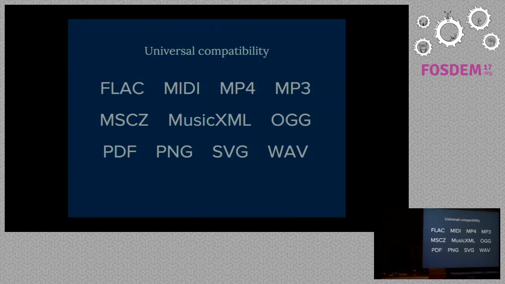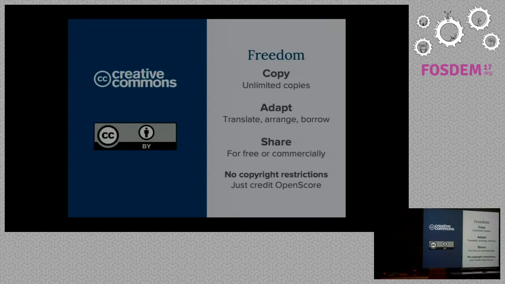And once you've got it into MuseScore and you have this XML, you can then output it in a variety of different formats. So you can see them here. There's the main MusicXML for sharing with other notation software. But then, of course, you can output in a number of different image, audio, and video formats as well. And then, because we release under a Creative Commons license, this gives you the freedom to do whatever you want with the file, as long as you credit that you got it from OpenScore.